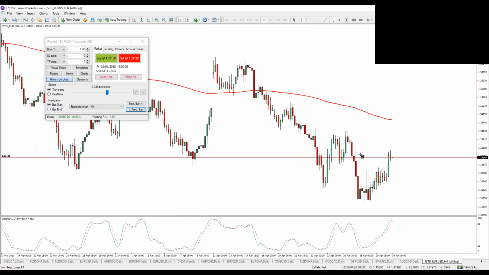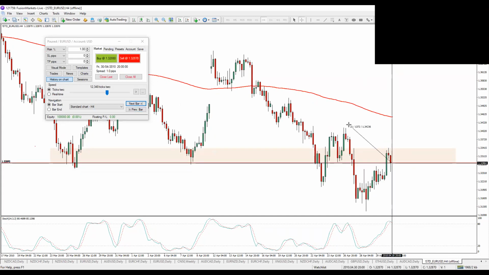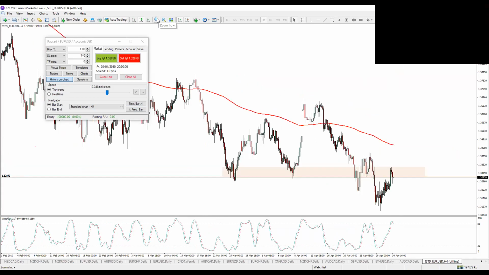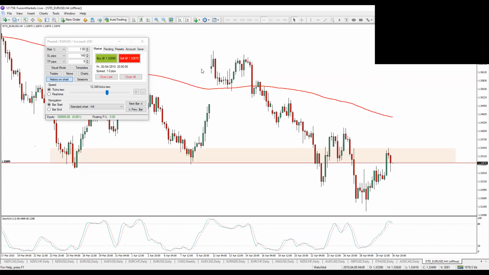What we can do now: see how prices come up into this area of resistance through here. We've got this little rejection, a bearish engulfer. We can go ahead and set 100. I'm going to go with a 140 pip stop loss. We're not going to set take profits. We're going to close the trade manually as it comes, or with a trailing stop loss, however we decide to do it at the time.